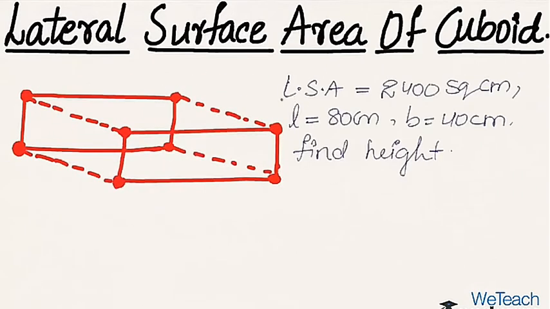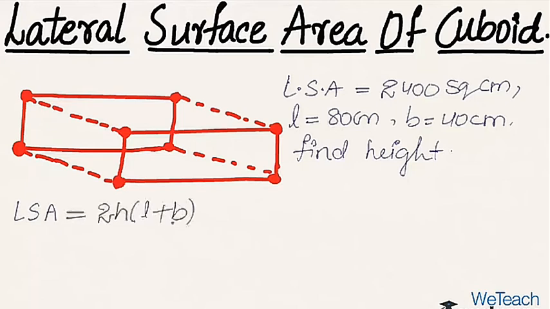And here the LSA is given. The length is 80 and the breadth is 40. You should find the height. LSA of the cuboid is given as 2400 square centimeters and the length is equal to 80 centimeters, breadth is equal to 40 centimeters. We must find the height.